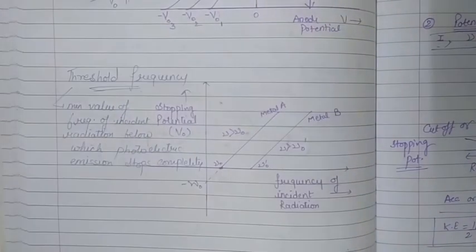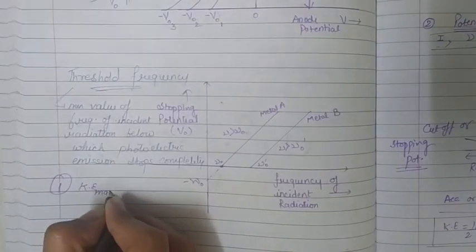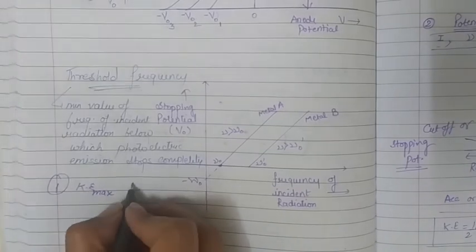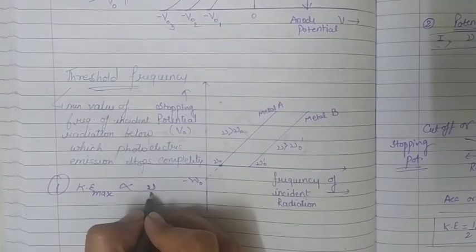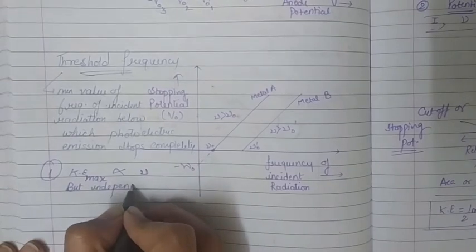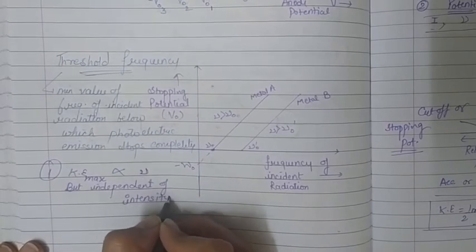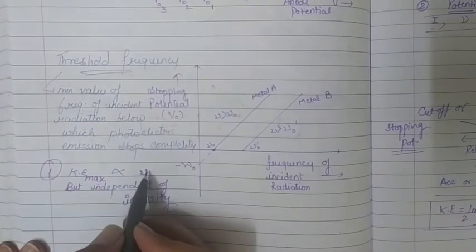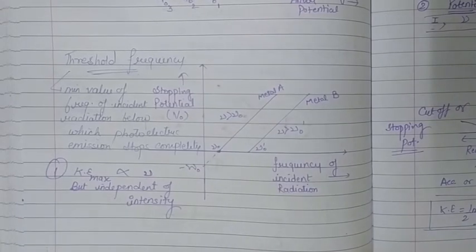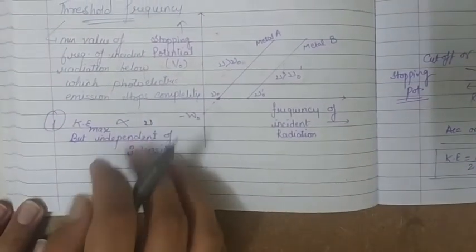So the first point that we conclude here is that the maximum kinetic energy of photoelectrons depends on the frequency of incident radiation, but is independent of intensity. And that's why if we increase frequency, this value of maximum kinetic energy increases, and we require more stopping potential to stop those fastest moving electrons. That's why the value of stopping potential is also increased if we increase frequency.